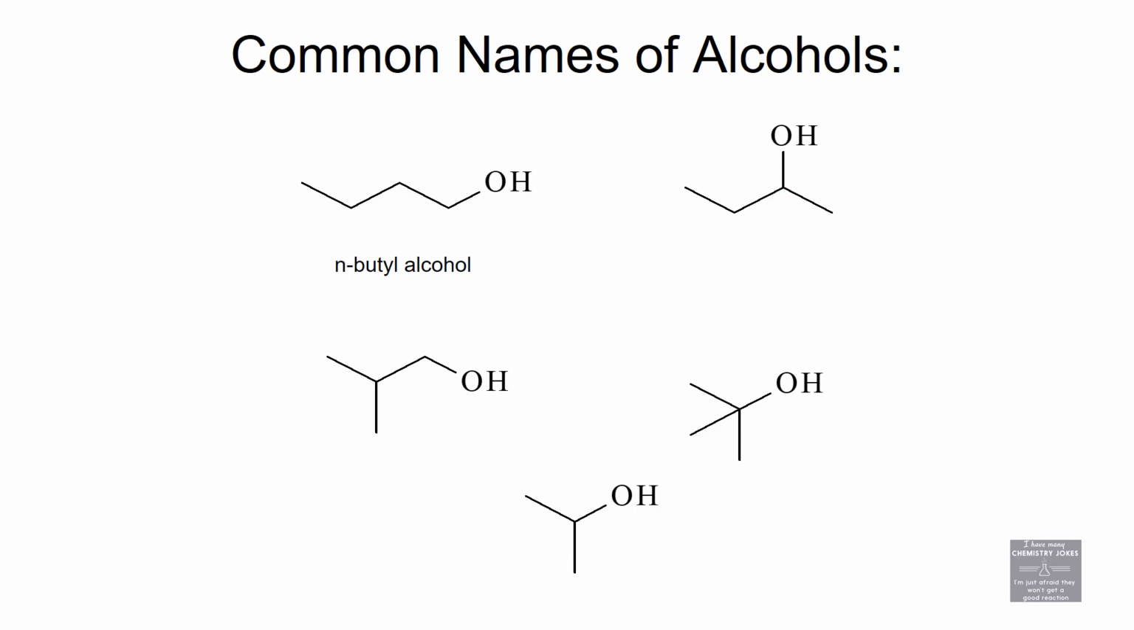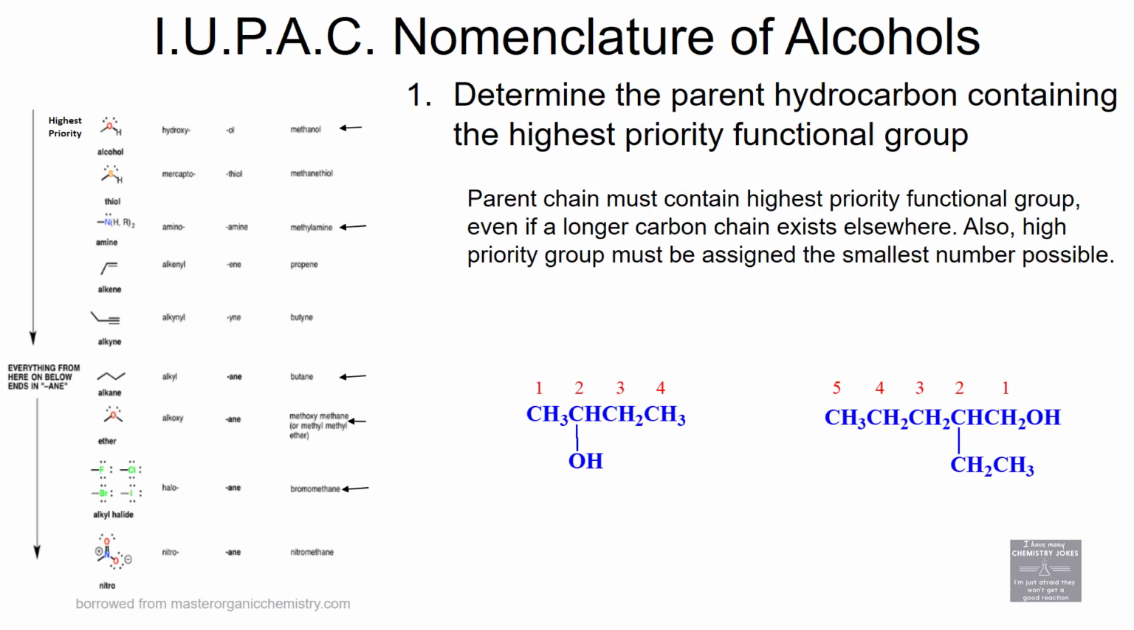N-butyl alcohol. Must mean this one is sec-butyl alcohol. Next is isobutyl alcohol, tert-butyl alcohol. And this one, actually, we didn't have an example in the last one, but there are 3 carbons here, but the alcohol's on the second one in a line, so this is isopropyl alcohol. So what about IUPAC naming of alcohol?